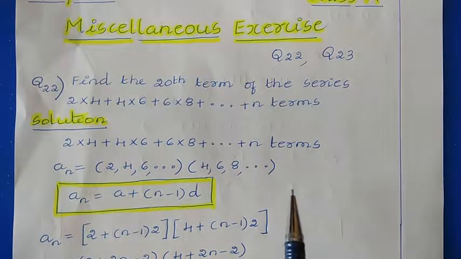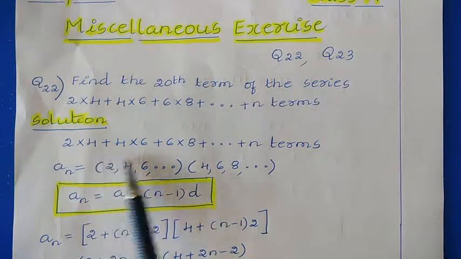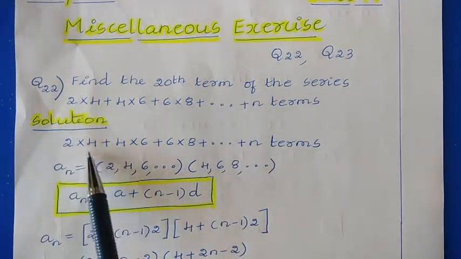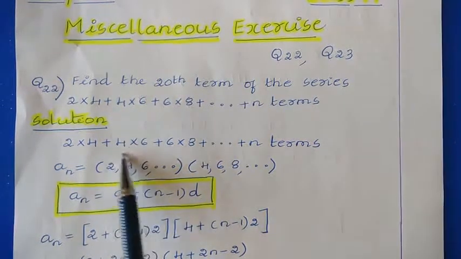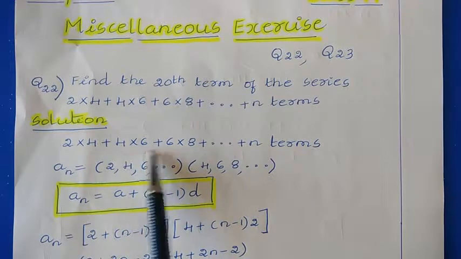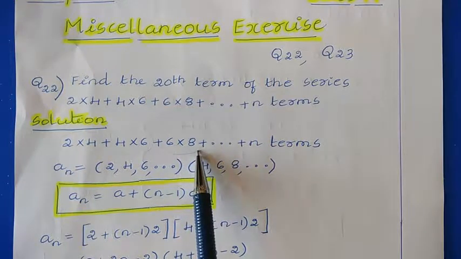So to find the nth term, the formula is a_n is equal to a plus n minus 1 into d. Now see, in this particular series, in each term we have two values. Here we have the first part as 2, the second part as 4. Then again in the second term we have the first part as 4 and the second part as 6. In the third term we have the first part as 6 and the second part as 8.